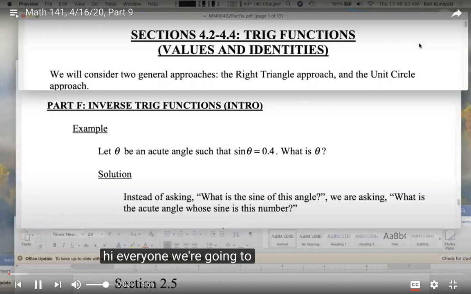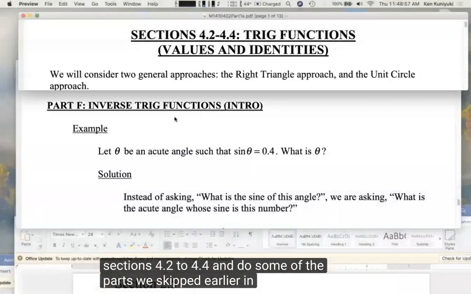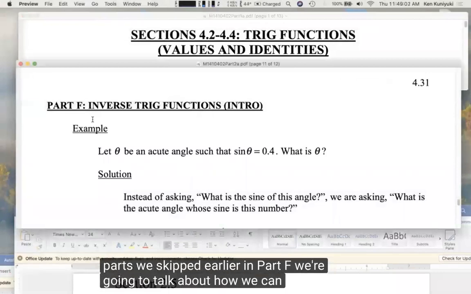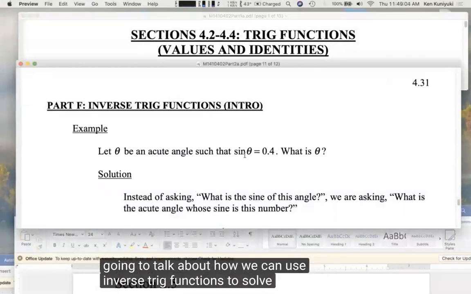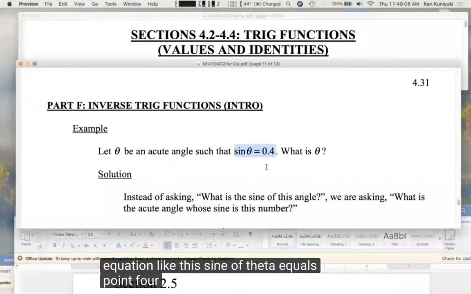Hi, everyone. We're going to go back to sections 4.2 to 4.4 and do some of the parts we skipped earlier. In part F, we're going to talk about how we can use inverse trig functions to solve an equation like this. Sine of theta equals 0.4.